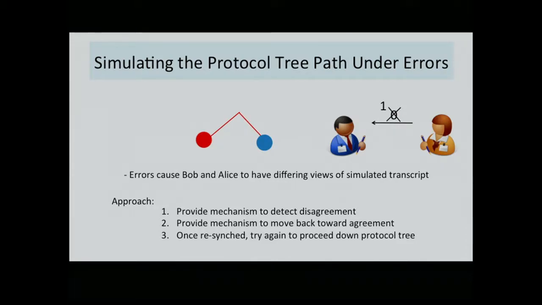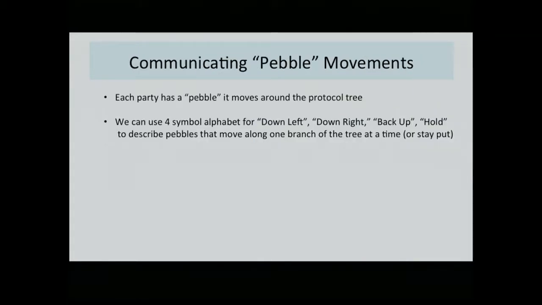And so when there are no errors, we'll make progress in moving back towards agreement and then proceeding down. When there are errors, we may get further and further away, but we will control the pace of that so that when there's a bounded constant rate of error, we can make enough progress that we'll reach agreement at the bottom of the tree. So the way that Schulman formulated this is to think about these as pebble movements.